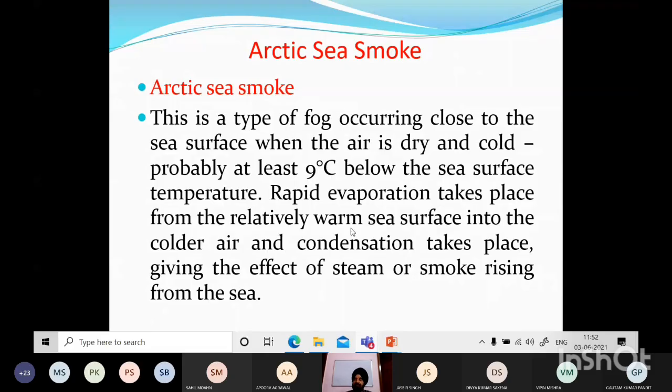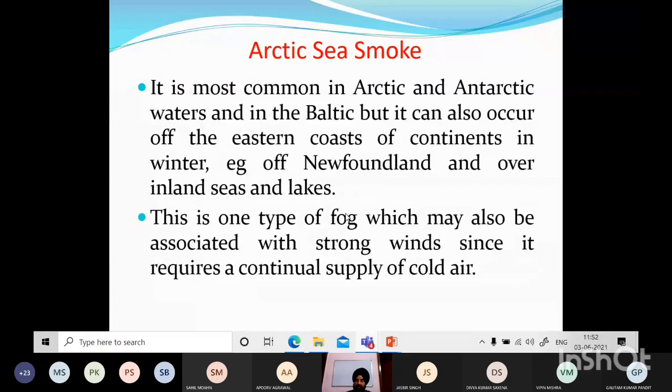It is because of that warm sea surface: the air just in touch with this warm sea surface is getting cooled because of the adjacent very cold air. Now it's most common in Arctic and Antarctic waters and in the Baltic, but it can also occur off eastern coasts of continents in winter, for example off Newfoundland, or in inland seas and lakes. And this is one of the fogs which may also be associated with strong winds, since it requires a continual supply of cold air. So if you go to higher latitudes you may come across Arctic sea smoke, because a very cold breeze is blowing over a relatively warm sea surface.